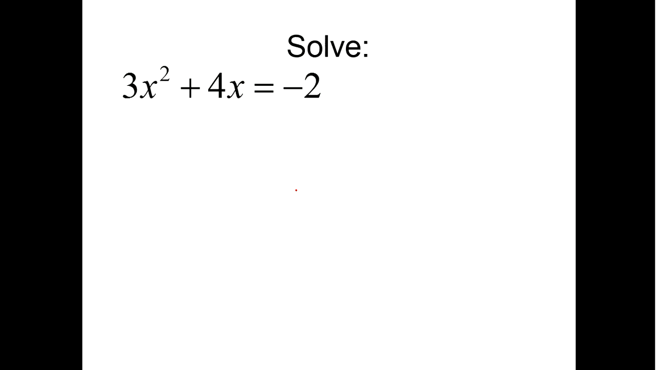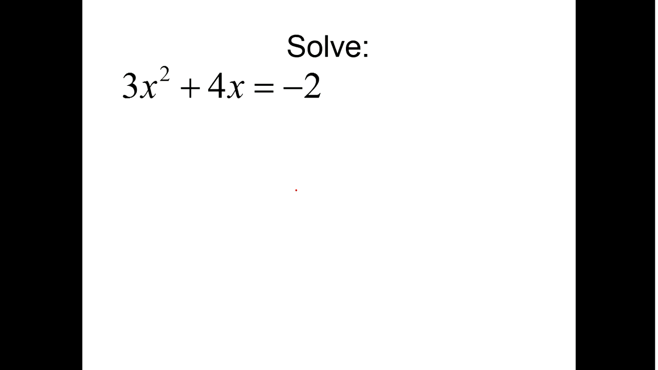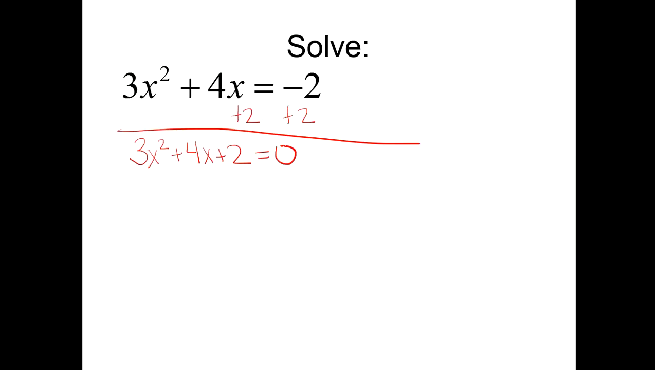Last one of the night. So I got 3x squared plus 4x equals -2. So before you jump in and identify your A, B, and C, stop. Notice that -2 is not on the same side. Every single one of these we've been equal to 0. So you need to be equal to 0 on this one as well. So let's add 2 to both sides. So I got 3x squared plus 4x plus 2 equals 0.